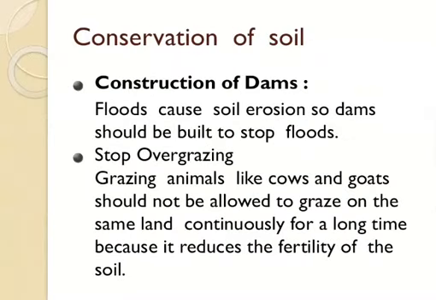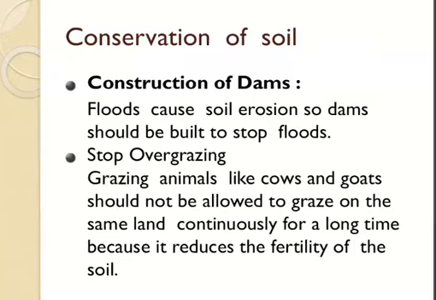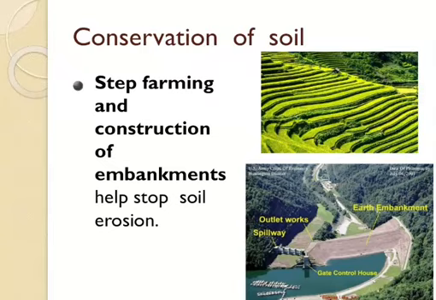Next method is construction of dams. Floods cause soil erosion, so we can build dams to stop the floods. Next is stopping overgrazing. Grazing animals like cows and goats should not be allowed to graze on the same land continuously for a longer time, because it reduces the fertility of the soil. We can also do step farming or construction of embankments, which helps to stop soil erosion.